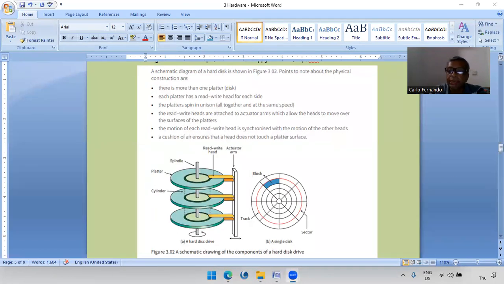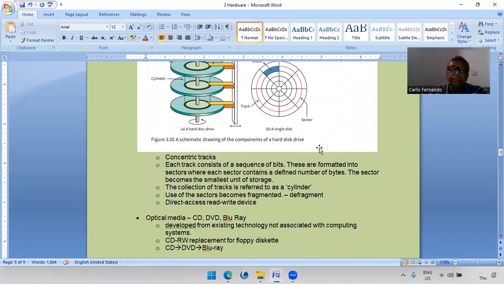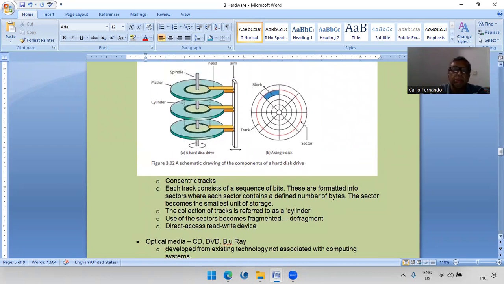A schematic diagram of the components of a hard disk drive. So let's go through the diagram again. Concentric tracks. Concentric tracks means these tracks all have one center. One center, and going outside. Concentric: it's one center and not a spiral. Not a spiral. Separate tracks without touching each other.